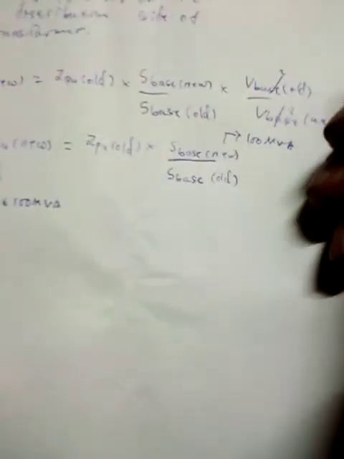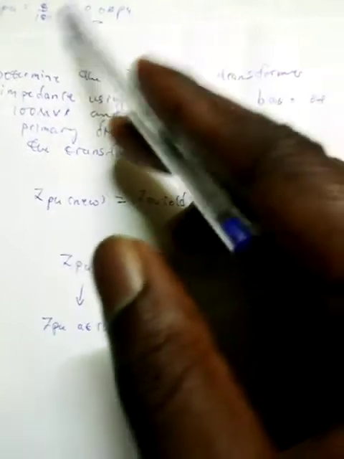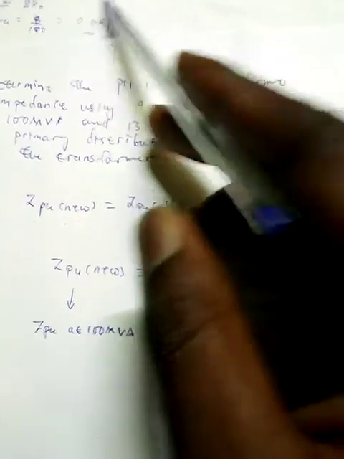So in the question, your ZPU new would be your ZPU at 100 MVA. Your S base new is the 100 MVA itself, while your ZPU old is what you were given as your per unit impedance, which from the data was in percentage form as 8%, but we converted it. 8% is simply 8 over 100, which is 0.08 per unit. So that's what you use.